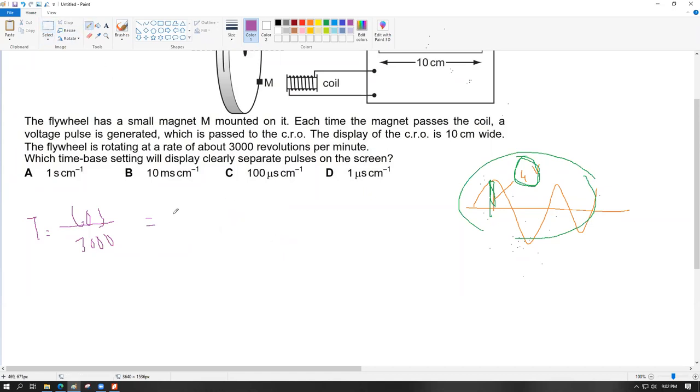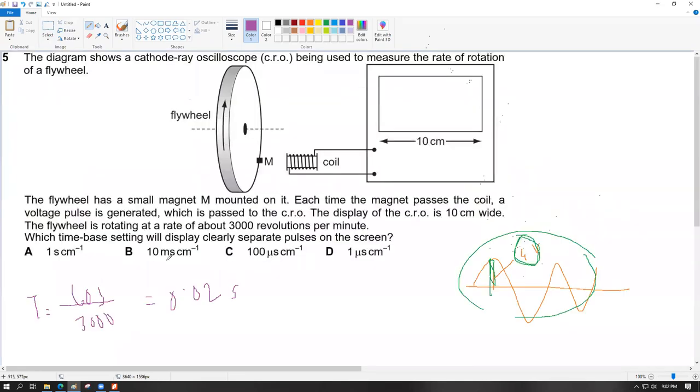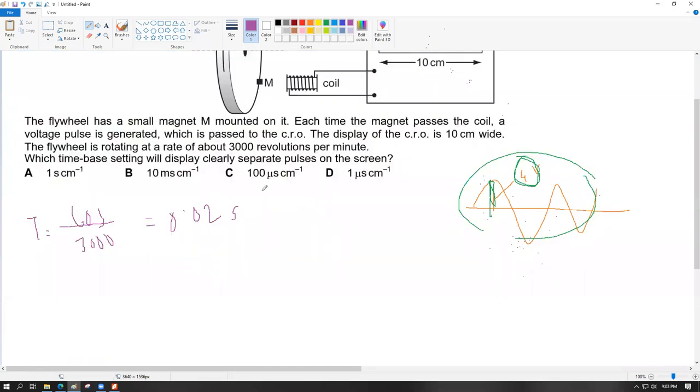Also, because we are going to work with milliseconds and microseconds on the upcoming values, just for my interest, I'm going to write this in milliseconds and microseconds. To convert to milliseconds, multiply by 1000, that gives you 20 milliseconds.